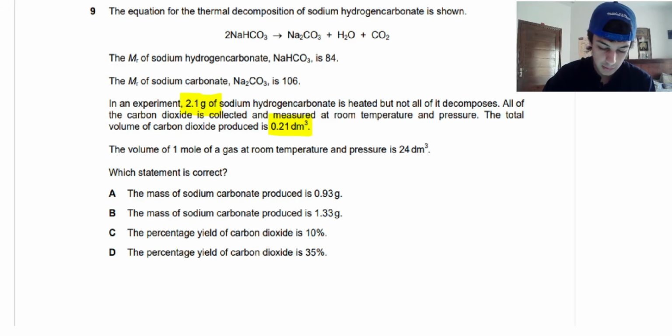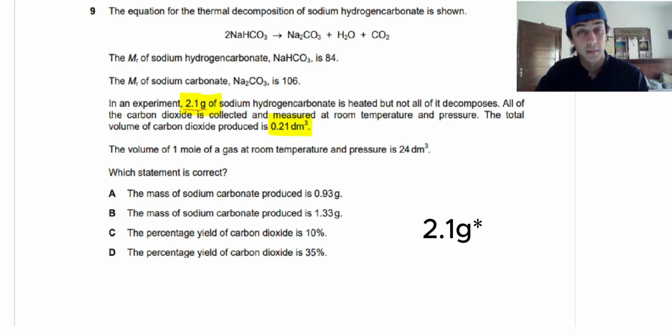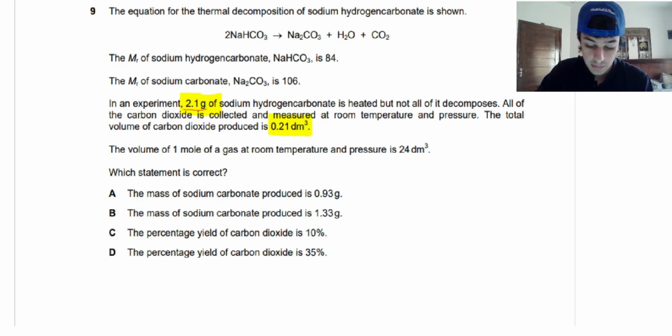Now over here, we can clearly see that 2.9 was the maximum amount of sodium hydrogen carbonate used, but not all of it decomposes. So how do we know how much of it actually decomposes? We need to actually use the volume of carbon dioxide to calculate the moles of carbon dioxide. And the reason is because the amount of sodium hydrogen carbonate that actually decomposes turns into carbon dioxide, like completely all of it. So how much turned into it?